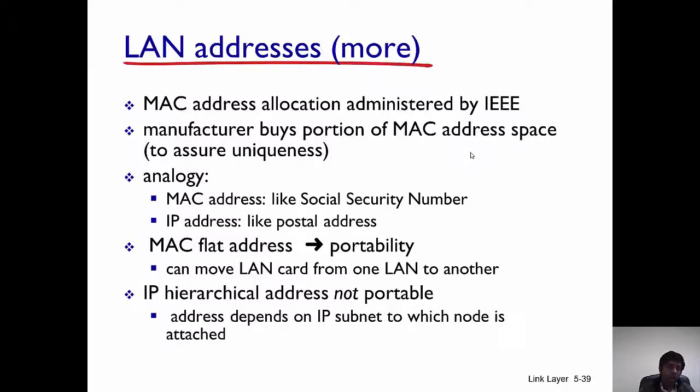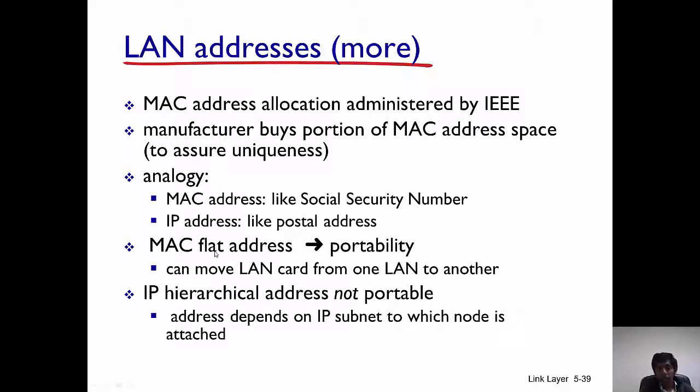To have an analogy of why we need to address this, you should think of MAC addresses as social security numbers, while IP addresses are like postal addresses. MAC addresses do not change. Every device has the same MAC address, while IP addresses can change. IP addresses are like postal addresses. If you move from one house to another house, your postal address changes. Similarly, an IP address can also change if you move from one network to the other.